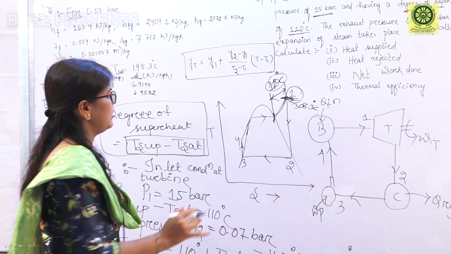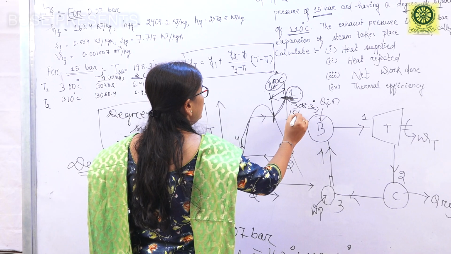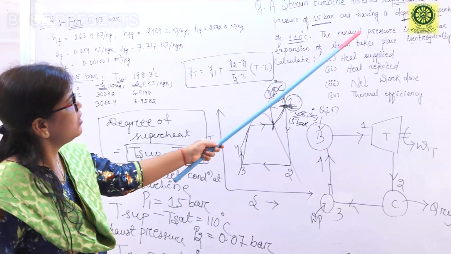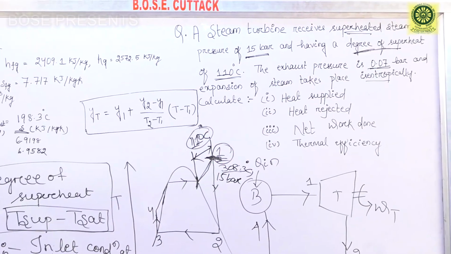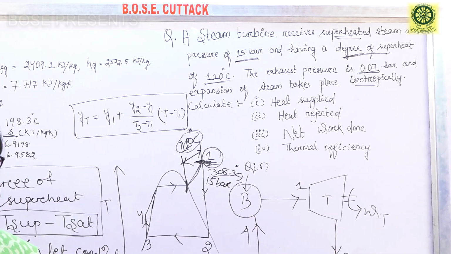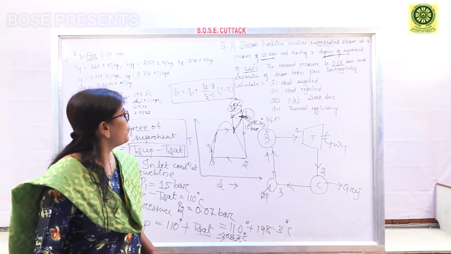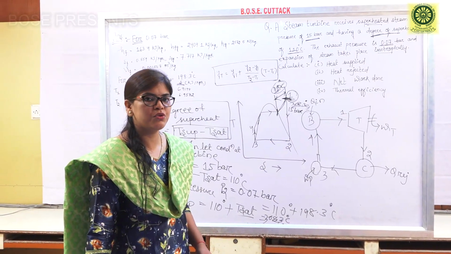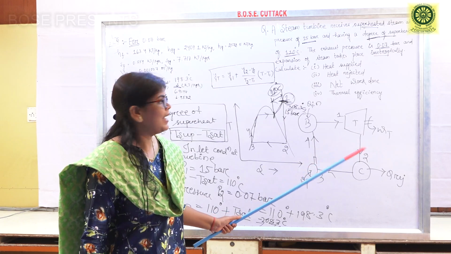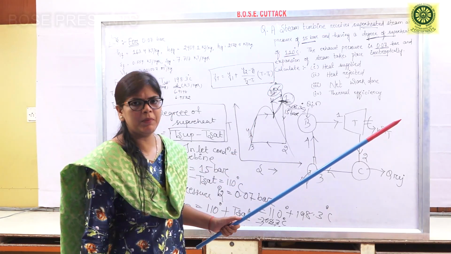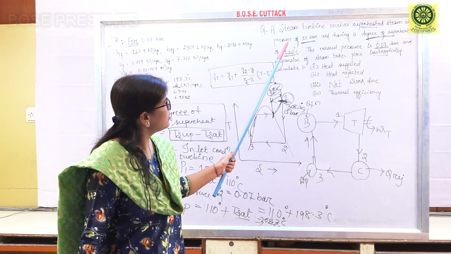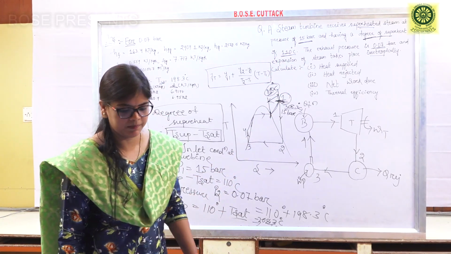Okay. So this is the condition. 15 bar pressure and temperature is how much? 308.3 degree centigrade. Then next your exhaust pressure, that is P2, which is 0.07 bar. So these are the data usually given in your question. Whenever you see this type of problem, the pressure P1, P2 is usually given, and also the condition of steam at inlet of your turbine. Here it is superheated, maybe in another question it may be dry saturated or wet steam. So here I am going to solve for superheated steam.